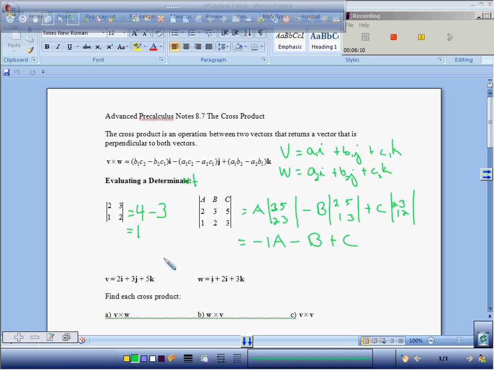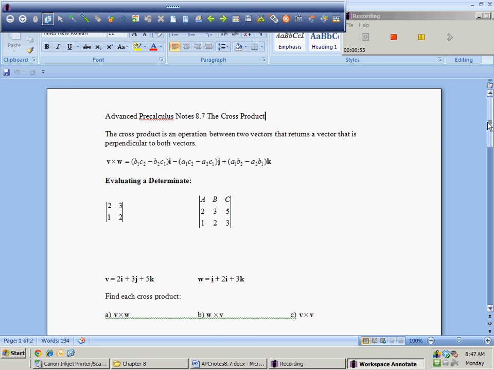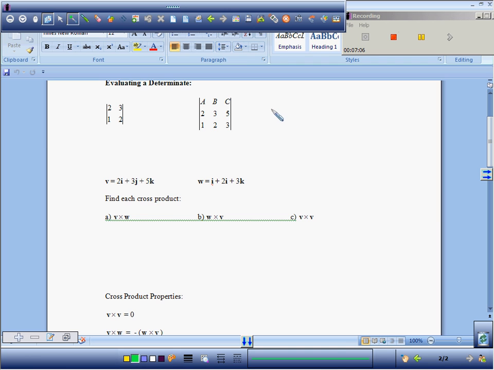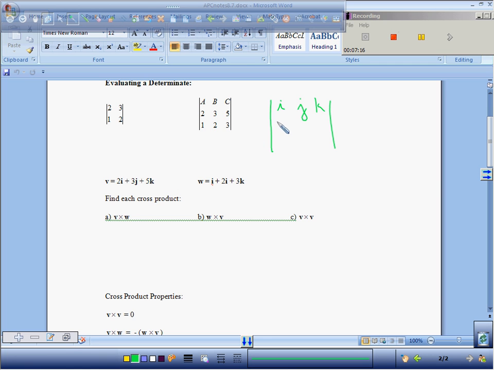Okay? So to find a cross product, the way you set it up when you're doing vectors is you put the i, j, k in the top. So if I want to do v cross w, I put i, j, k at the very top, and then I put the coefficients of my first vector in the second row, 2, 3, 5. And then I put the coefficients of my second vector down here, 1, 2, 3. Okay?